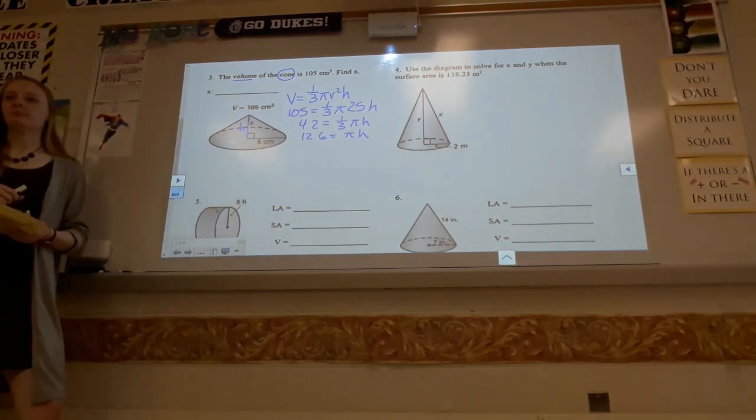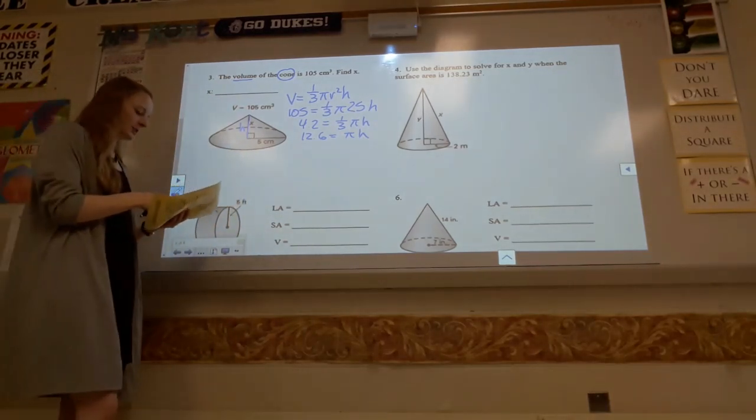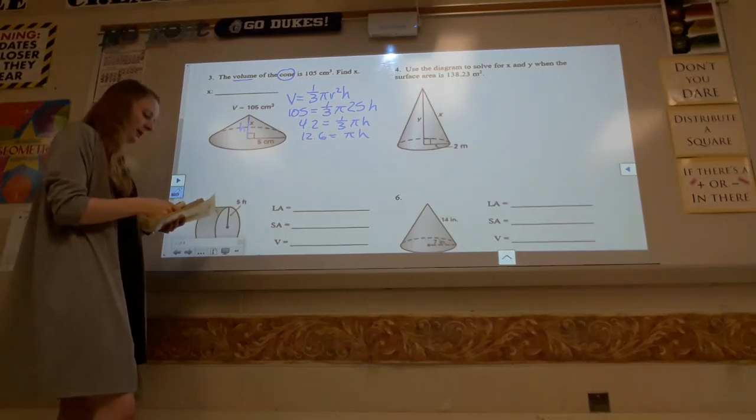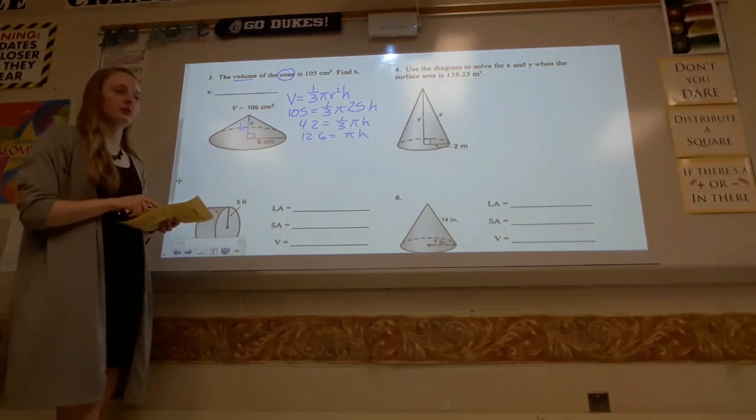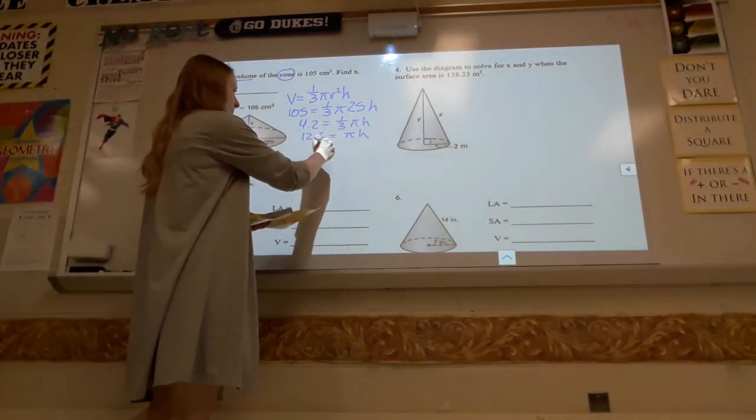Now what? Divide by pi. So you're going to take 12.6 divided by pi. Remember to get the pi symbol in the calculator, you would hit second caret, which is the little button underneath clear. You would get 4.01.